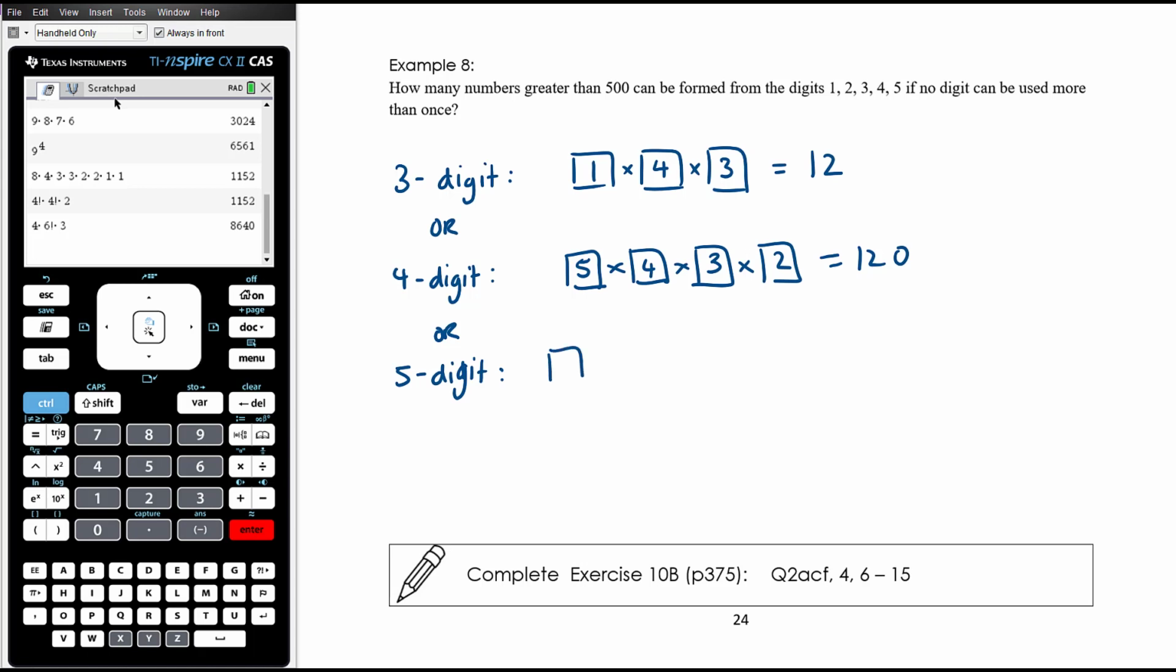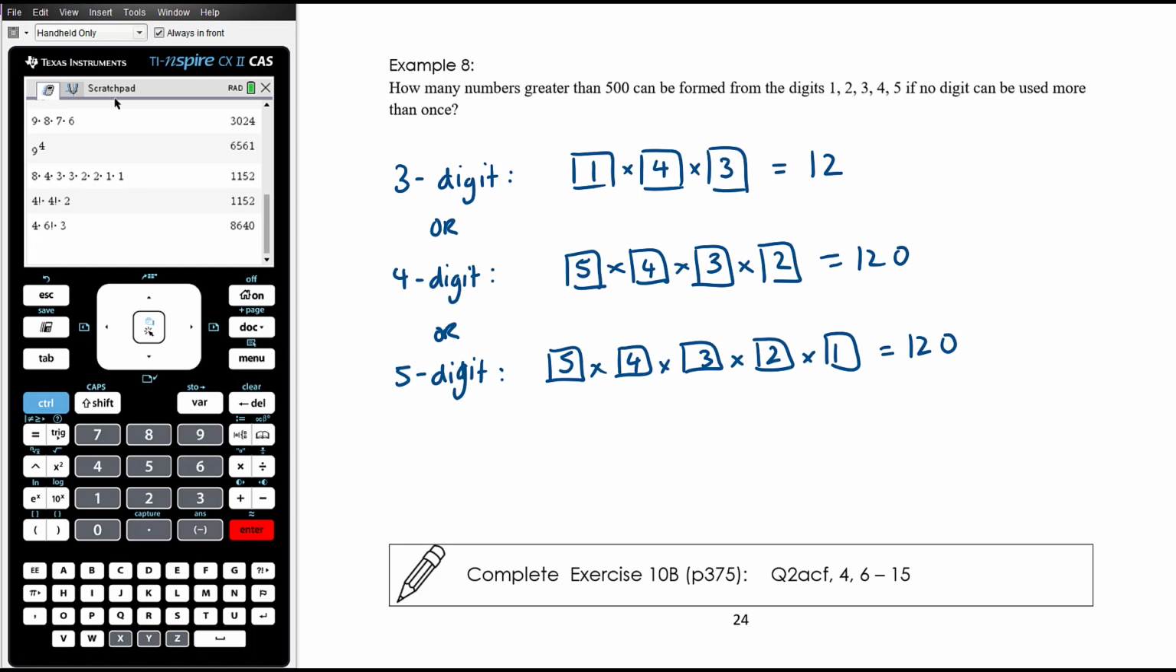Or we want a 5-digit number. There are 5 digits that could go in the first position, then 4, 3, 2, 1. Interestingly, that's just the same as the previous answer multiplied by 1, so it's still also 120. That's because if you've arranged 4 of the 5 digits, then there's only 1 left over. So if you just tack another number on the end, it's still the same number of arrangements that you can get.